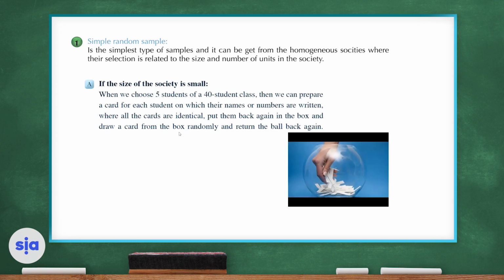If the size of the society is small, like for example, when we choose 5 students of a 40-student class, then we can prepare a card for each student on which their names or numbers are written. Where all the cards are identical, put them in the box and draw a card from the box randomly, and return the card back again.